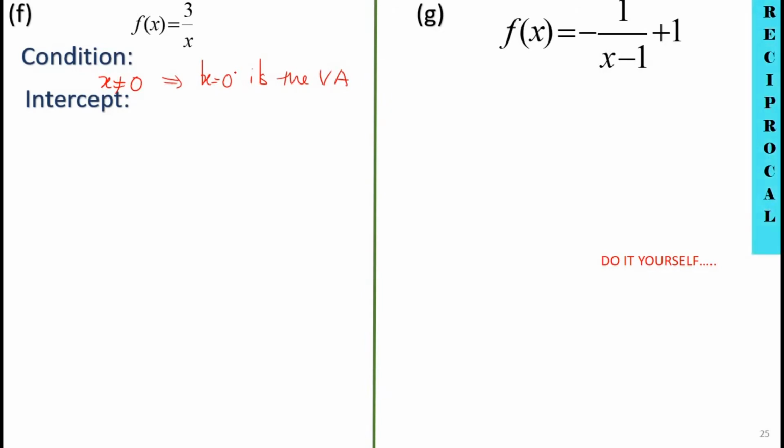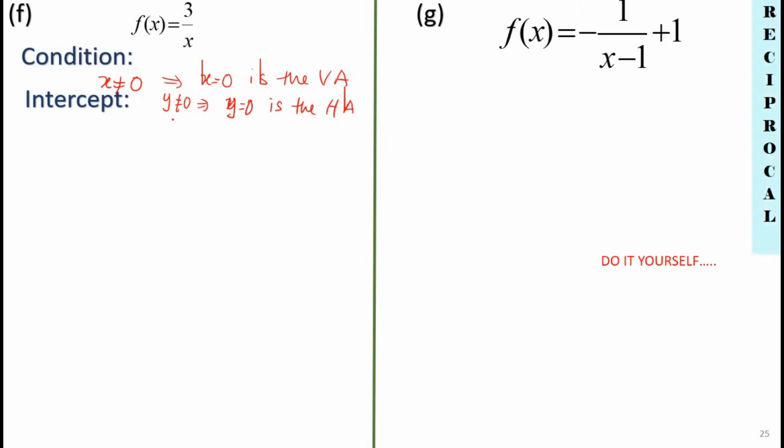Okay, and then what else? If y is equal to 0, then x is undefined. If f(x) is equal to 0, x is also undefined. So when f(x) or y is equal to 0, then x is undefined. So y equal to 0 is another asymptote, what we call the horizontal asymptote.